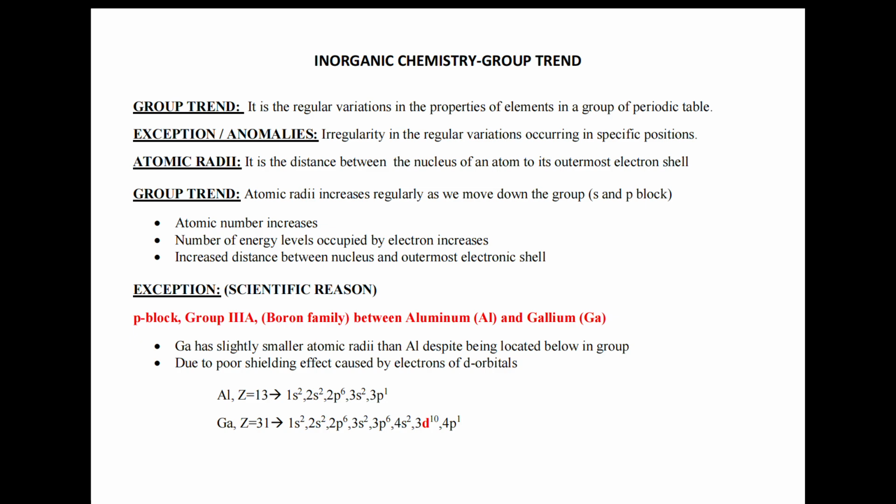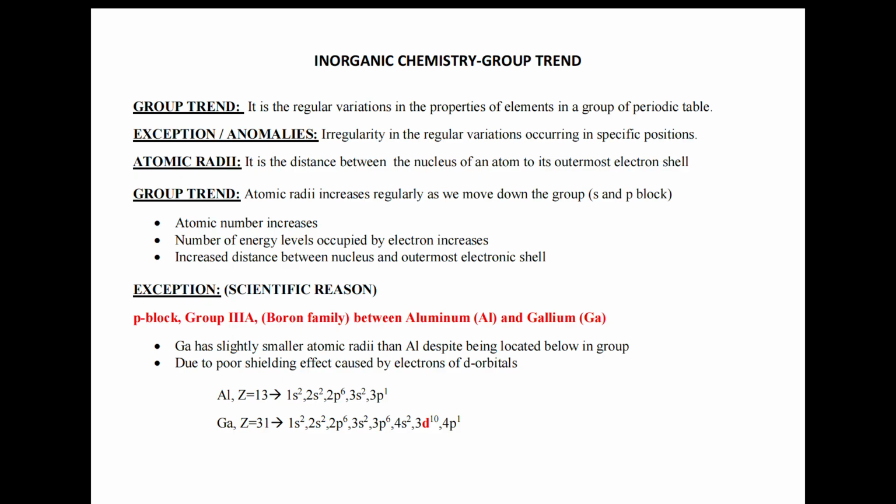Keep in mind that for every exception there must be a scientific reason for it. What is the reason here? Gallium has a slightly smaller atomic radius than aluminium despite being located below it in the group. Gallium is located below aluminium but still it has the smaller atomic radius because of the poor shielding effect, which is caused by the electrons of d orbitals.